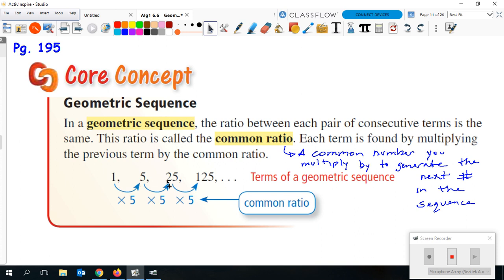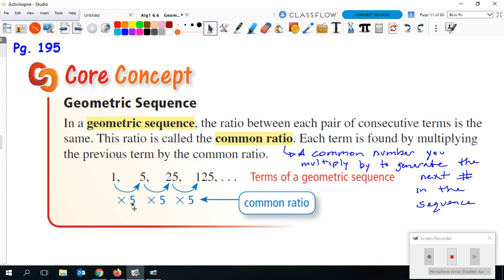So here's a sequence of numbers: 1, 5, 25, and 125. And you can see we're multiplying 1 by 5 to get 5, and then 5 times 5 is 25, 25 times 5 is 125. So the common ratio is the number 5. You're going to multiply by a common number, that's the 5, to generate the next term in the sequence. So to generate the next term after the 125, we would multiply 125 by that common ratio number 5. And that's just basically how that would go.